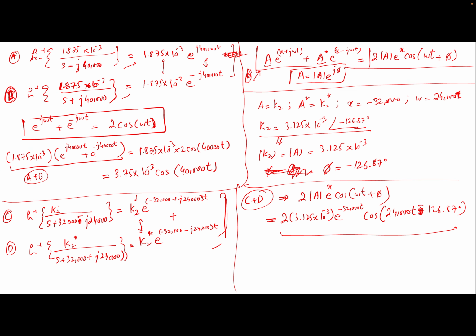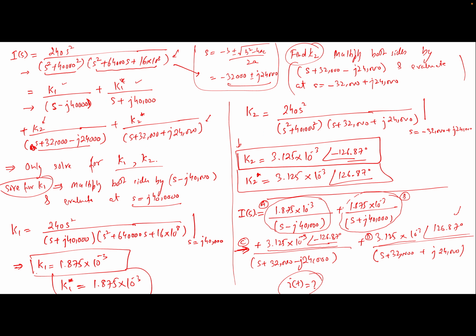Okay. So this one was A plus B, and this is C plus D, and now I have to find my I of s. I of s, I defined it over here as the summation of A, B, C, and D. And since I've already converted that into the time domain, I can just find I of t, the Laplace inverse of I of s.